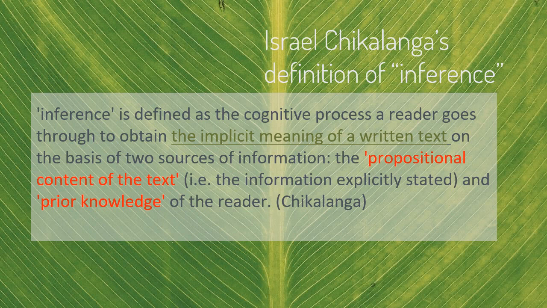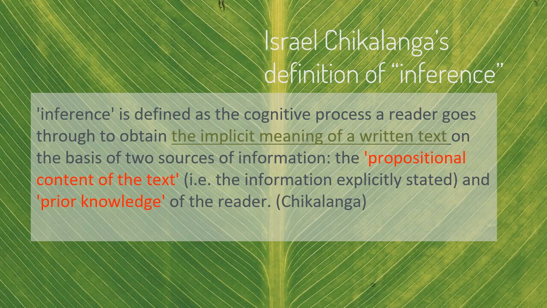And how does the person do that? It's done on the basis of two sources of information. The first one is the content of the text, and the second one is the prior knowledge of the reader. So these two are very important in doing inferential reading.